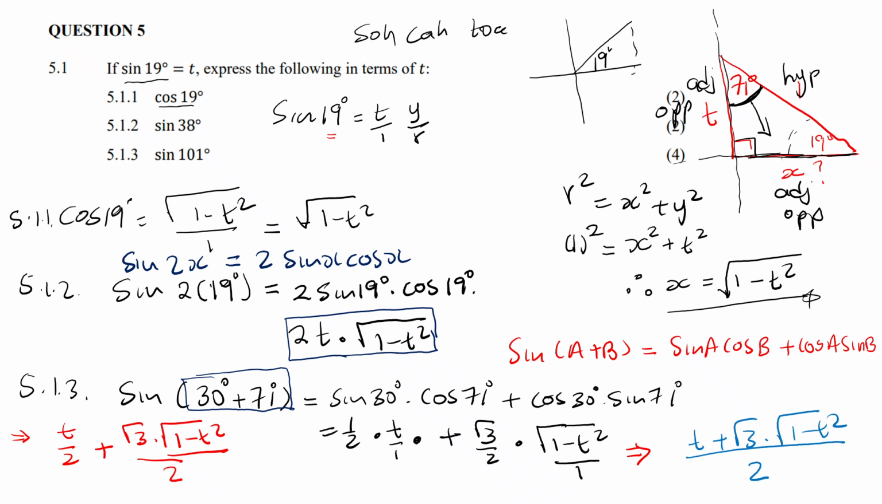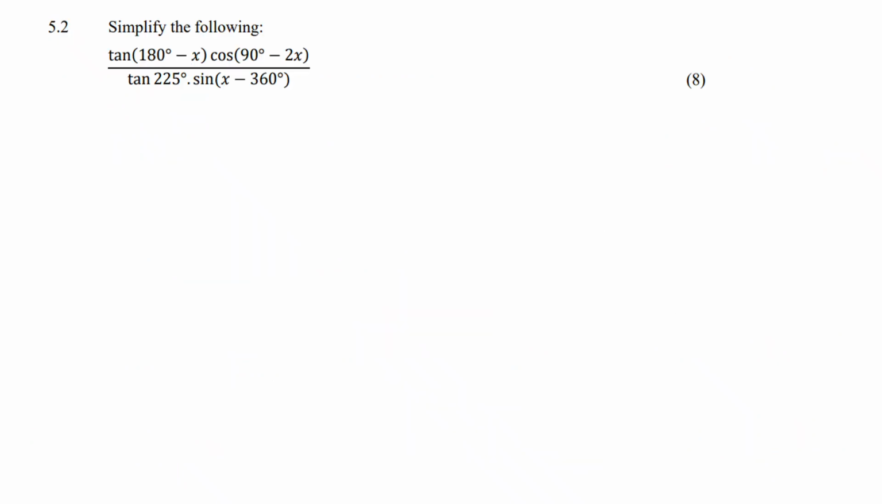I can break this and write it as the sine of, instead of 30 plus 71, I can say 60, then you add 90. I think that can give you 71 degrees. Then it's also a compound formula, you work on it. Right, moving to the next one.